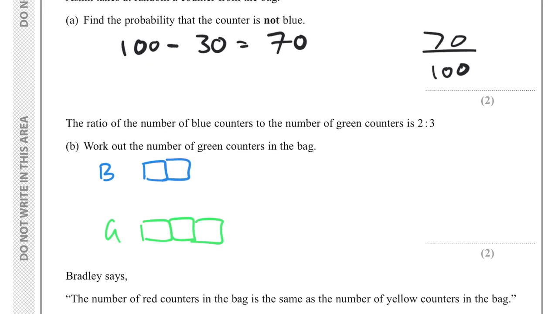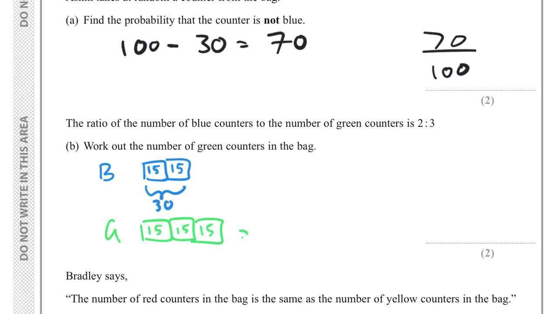Okay, we know that these 2 boxes are 30 combined, because that's all the blue ones. There's only 30 of them. But what that tells us is how much is in one box. There must be 15 in one box, and all the boxes have the same amount in. So this has 15, this has 15, this has 15, and this has 15.